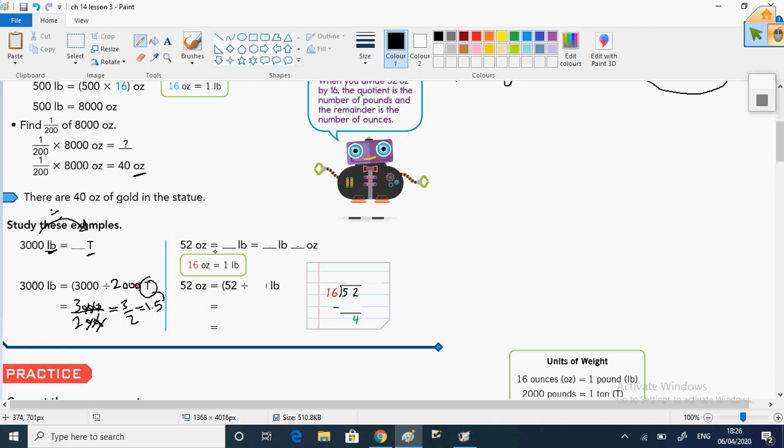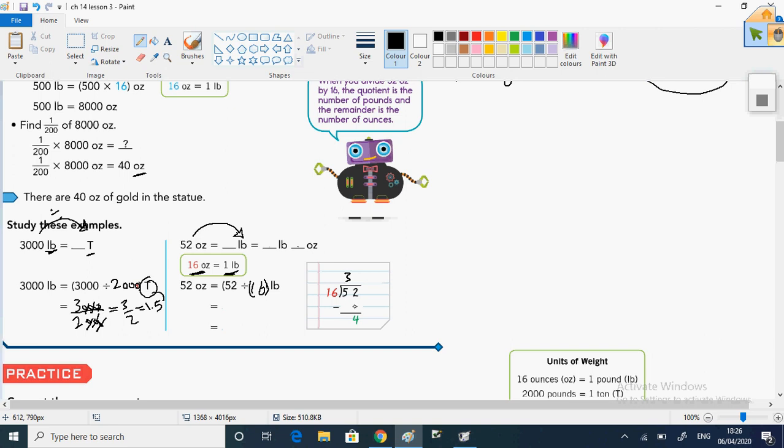Okay, now another example, 52 oz, or ounces. I want to convert them to lb. Here I have two ways to show my answer. I can get an exact answer, or I can say I have some pounds and something left over from ounces. Look here, inside each 1 lb we have 16 ounces. I will divide 52 by 16. I can see how many 16s we have inside 52.